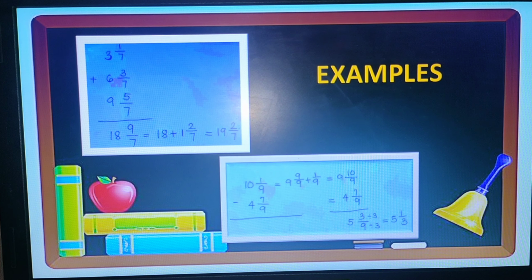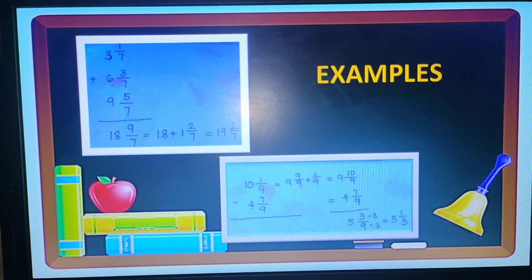Next, let's have another example. 10 and 1/9 minus 4 and 7/9. As I have said, let's subtract first the fractional part. So we have 1 minus 7. We cannot subtract 7 from 1. So let's rename or regroup. So we have 9, then 9 over 9. So we have 9 and 9 over 9 plus 1/9 equals 9 and 10 over 9. Then copy the subtrahend. We have 4 and 7/9. So we have 10 minus 7, 3 over 9. 9 minus 4, 5. So we have 5 and 3/9.